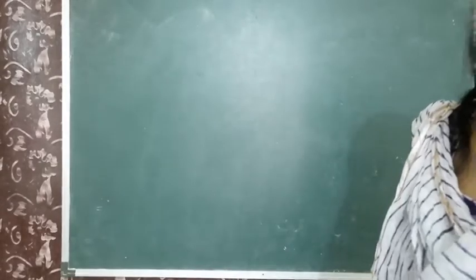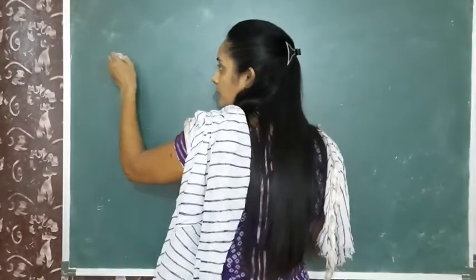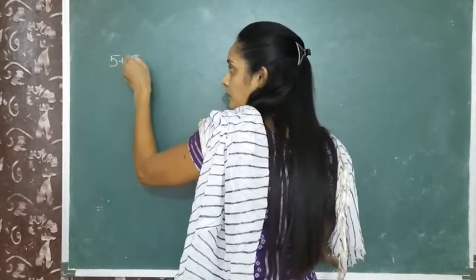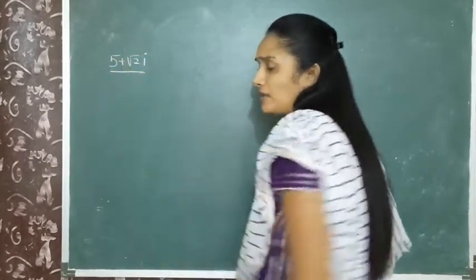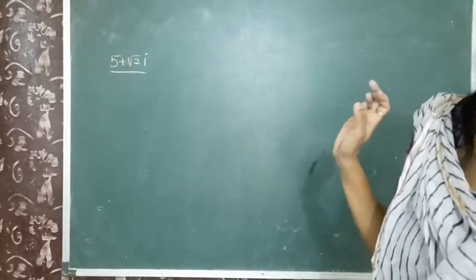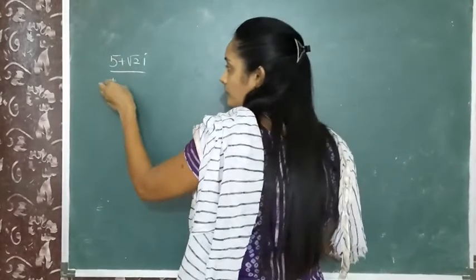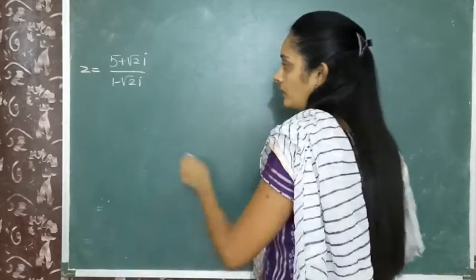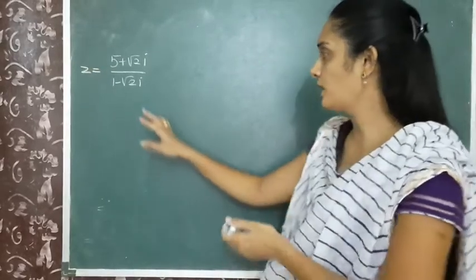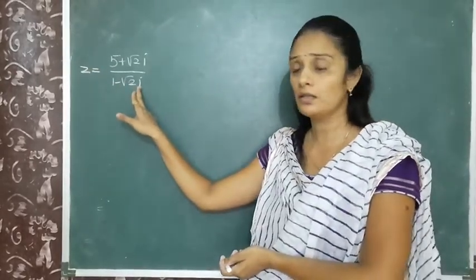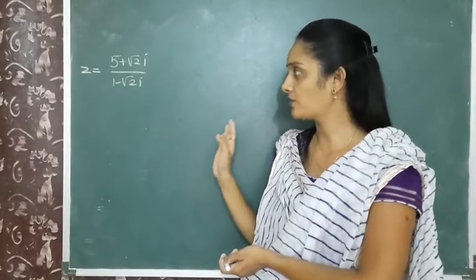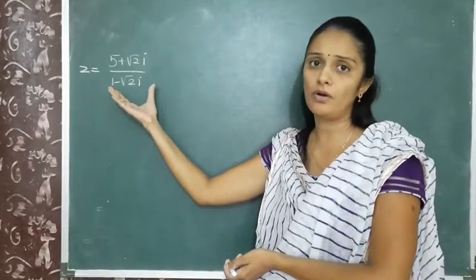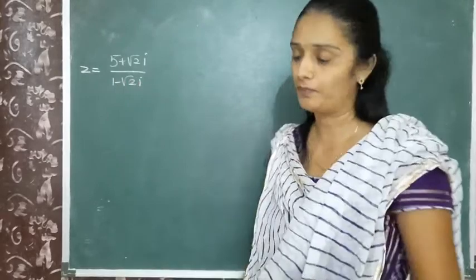Now the next sum is 5 plus. I can give you more examples so you can understand very well. Okay. The given number is z equals 1 plus root 2i upon 1 minus root 2i. And now we have to convert it into standard form or a plus ib form. Okay.